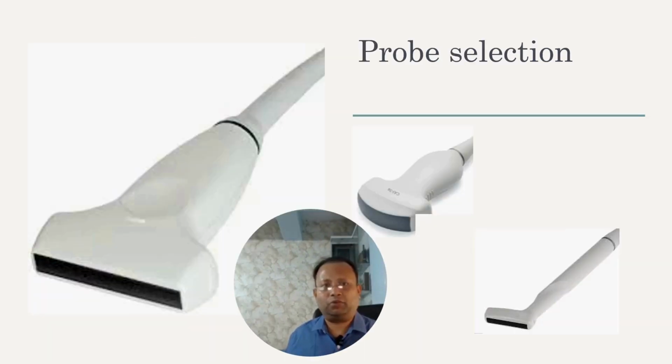As far as probe selection is concerned, for examining the lateral side of the knee, a linear probe is often sufficient. But for examining the posterior side of the knee, a linear probe is all right for a thin individual. But if the patient is bulky, then of course you have to go for the curvilinear probe. And for seeing the small cutaneous nerves, we will prefer a very high frequency probe, maybe a hockey stick probe.